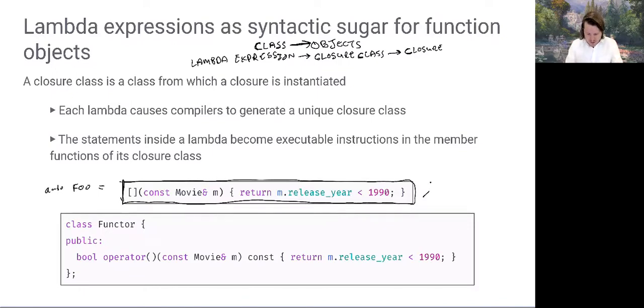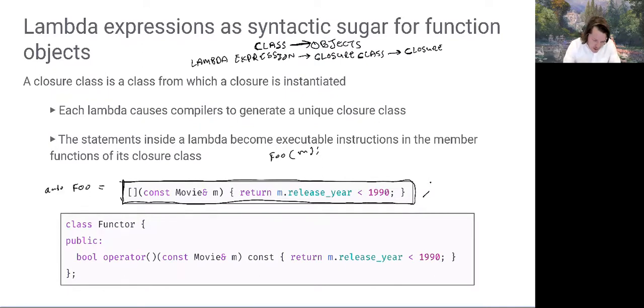Cool. If I were to then invoke foo, so this is after we've initialized foo with this lambda function, we can then go ahead and invoke it. So let's pass in m, assuming m is some sort of movie. At that point, what we would expect is that movie to be evaluated per the body of our lambda expression. And it will be. In this case, if movie m's release year is less than 1990, foo would return true, false otherwise. But how do we get to this point? What's actually happening behind the scenes?